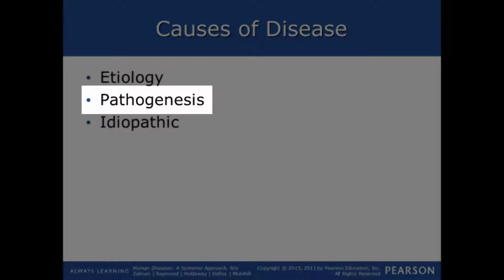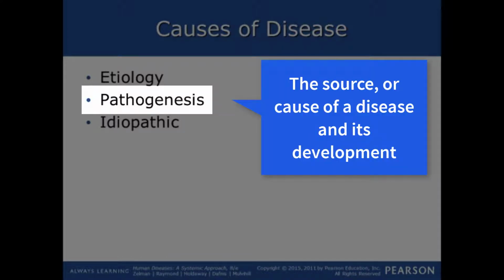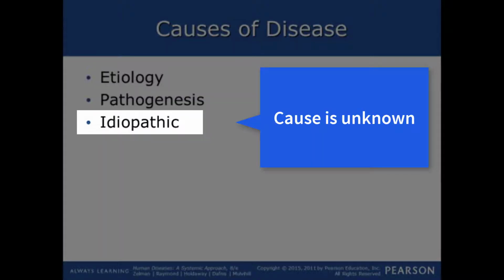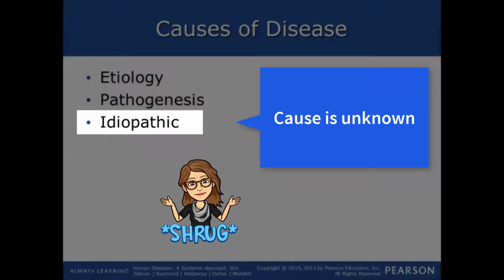Pathogenesis refers to how the cause of the disease leads to the anatomical and physiological changes in the body that ultimately results in the disease. And then idiopathic, that just simply means that we don't know what causes the disease. The cause of the disease is unknown.